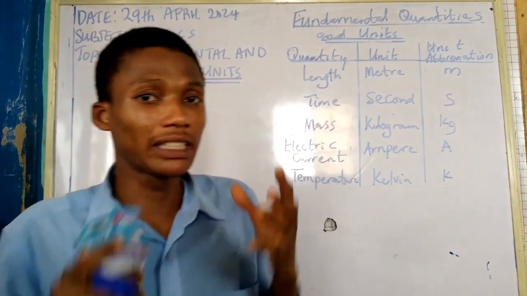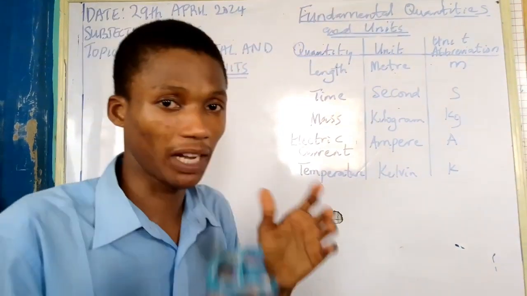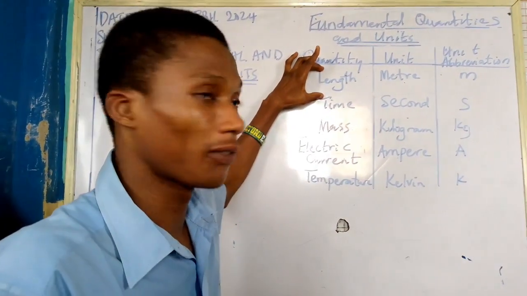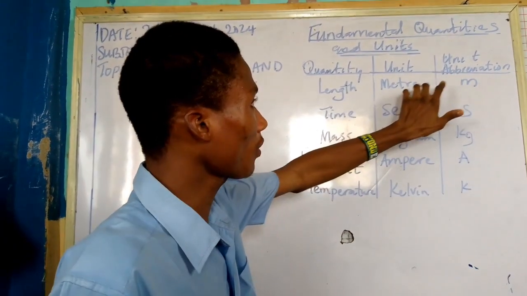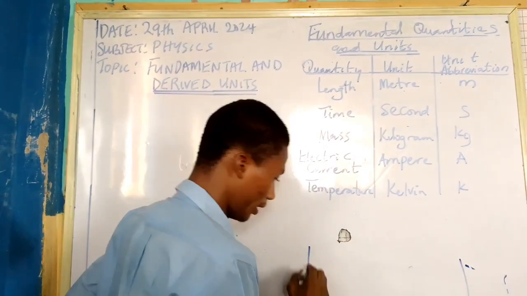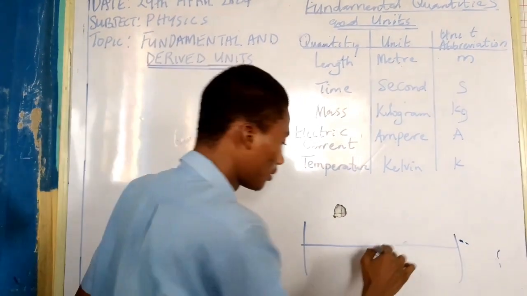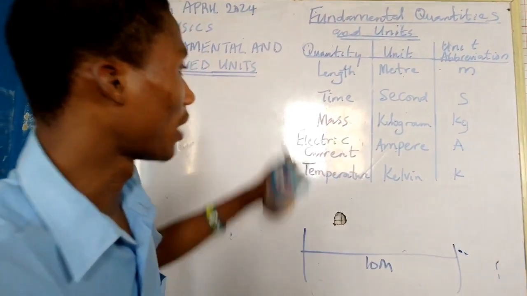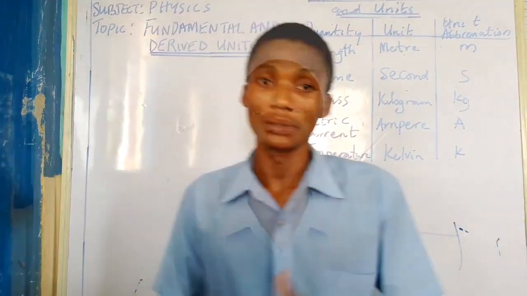Okay, so when we say it is a fundamental unit, you see length does not depend on anything. When we get to derived, you'll understand what I'm saying better. It just has a natural unit on its own. When you're talking about length from here to here, you're talking about 10 what? 10 meter. You get what I'm saying? The same thing as mass, time, electric current, temperature, and so on.